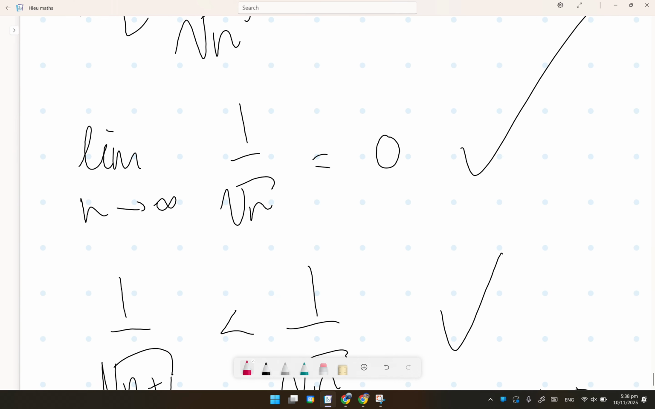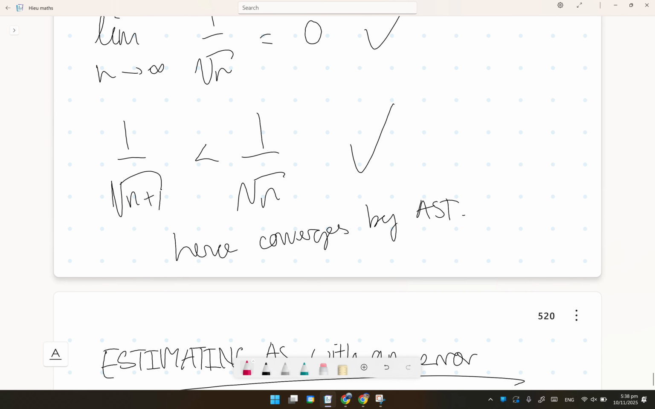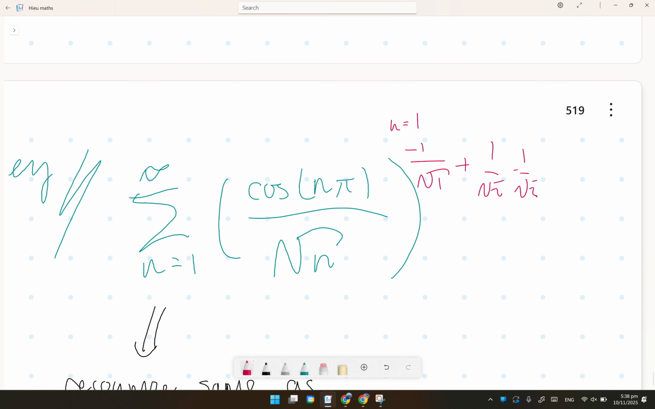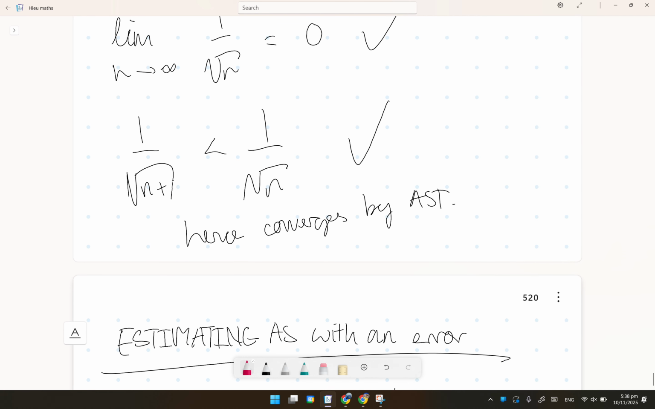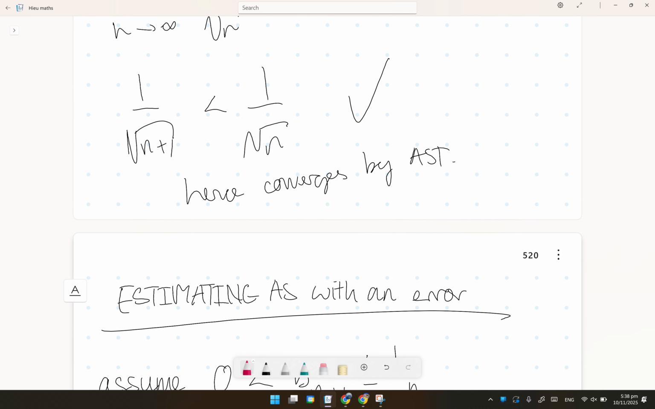And basically, now we just check the limits again. This is actually quite simple. The main idea is just this cos thing that I want to show you. But again, these both work as the conditions. And so they are convergent through the AST.